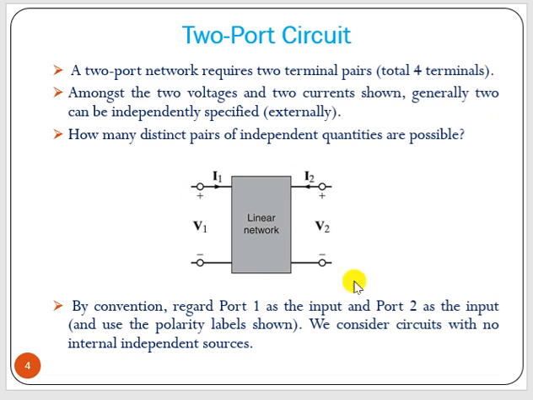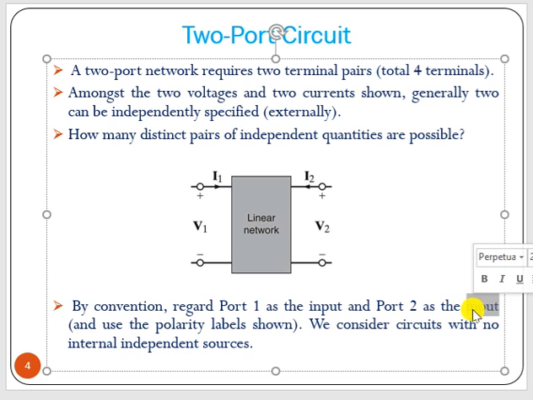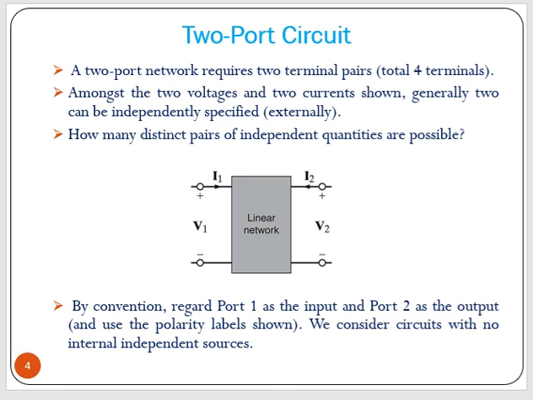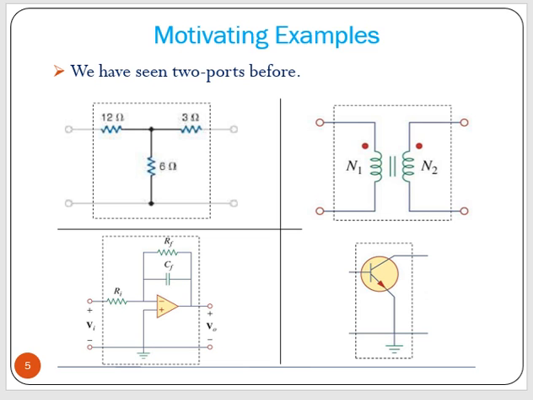Now by convention, regard port 1 as the input and port 2 as the output. We consider circuits with no internal independent source. That means in this network we should not have any independent source. Now some motivating examples.